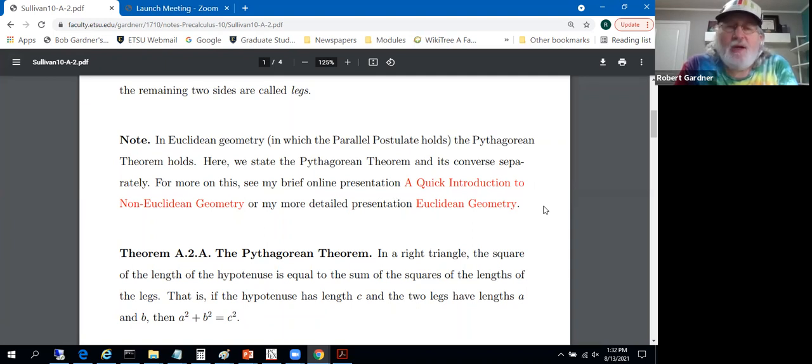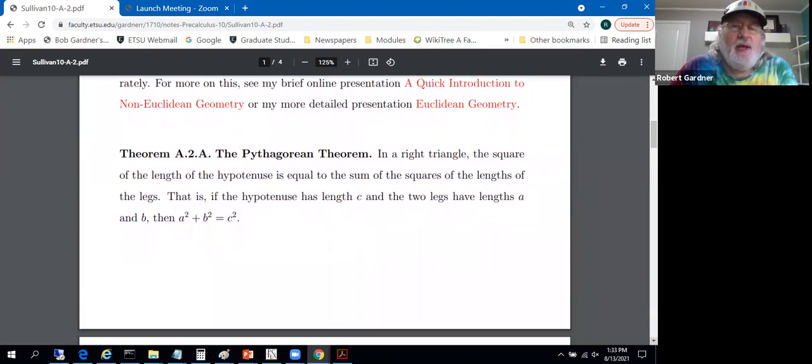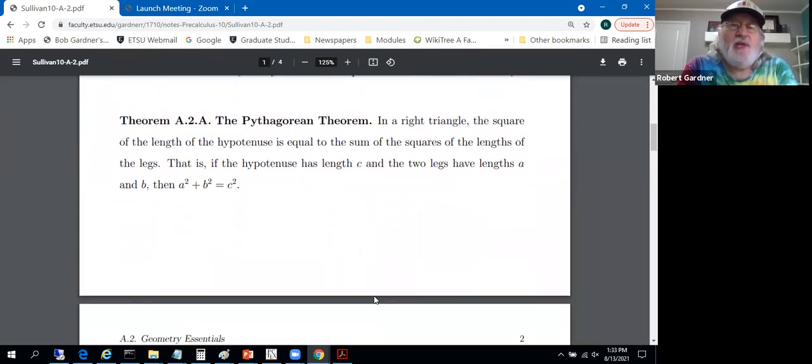The things in red in all these notes I have are actually hyperlinks. If you click on that, that'll take you to some notes I have on Euclidean geometry. Some notes on non-Euclidean geometry are available as well to show what happens when we deny the parallel postulate and what alternatives that leads to. But everything's Euclidean for us, and the Pythagorean theorem holds, which we'll state as follows. We certainly won't bother to prove it, though if we did some axiomatic geometry, it'd be one of the big results.